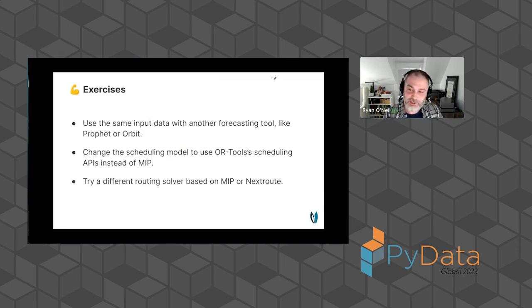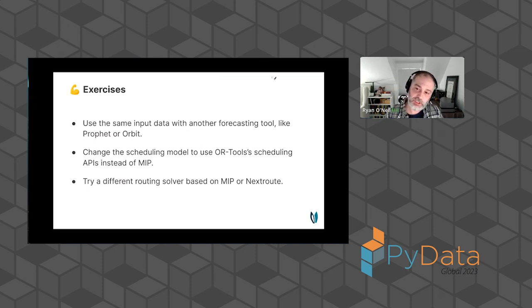I also included some exercises that I thought were interesting. So if you really want to go deep here, you can use the same input-output data with a different forecasting tool, like Prophet. Uber, I think, released one called Orbit recently. There's also Sarimax and things like that. So it's interesting to compare these. One size does not fit all for forecasting.